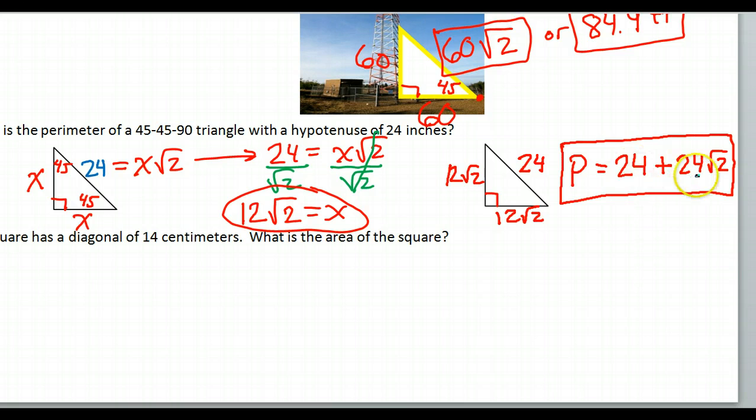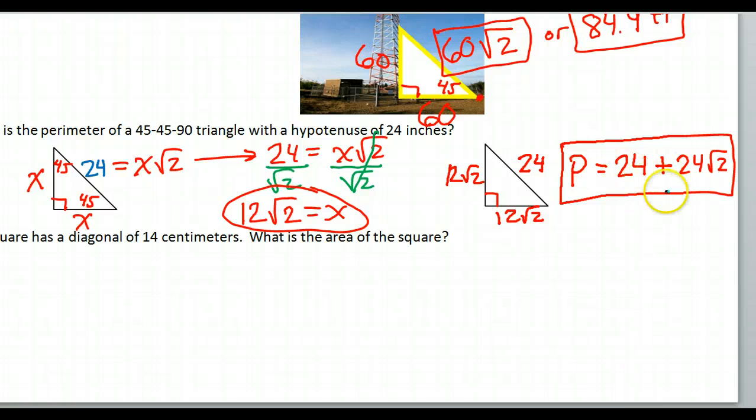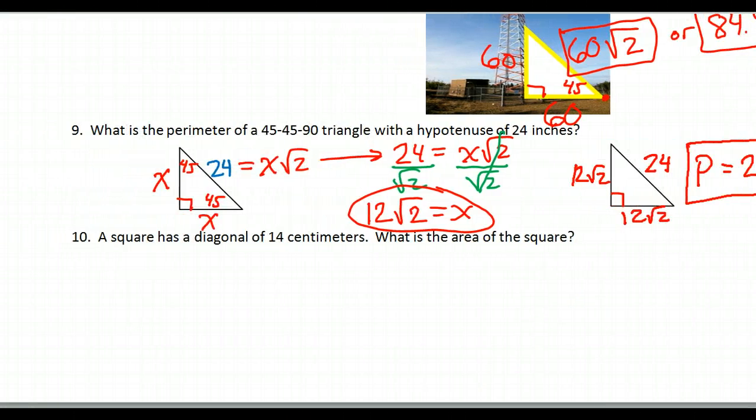If I wanted a decimal, I could create one. This is not a real world problem. We're not talking about wires or buildings or anything like that. So it's probably good just to leave it in this form. But you know how to make a decimal if you need one. Just put it in the calculator, hit the toggle button. Okay, so that's it for that one.